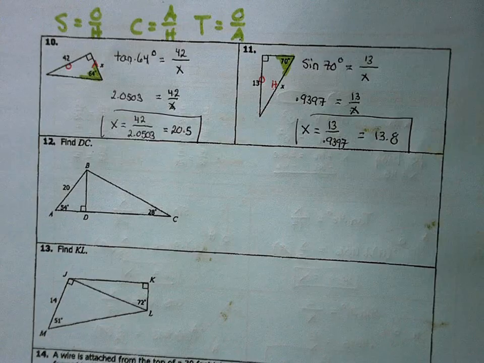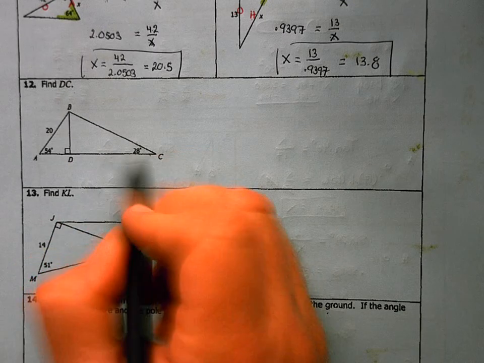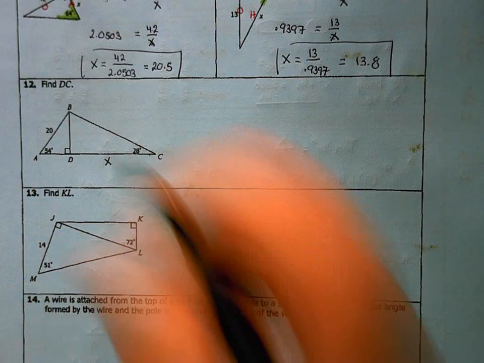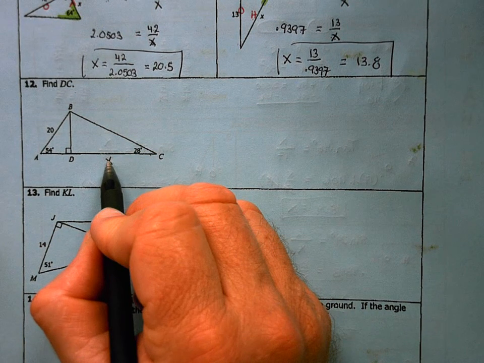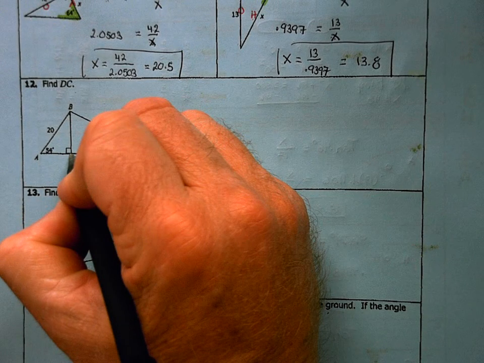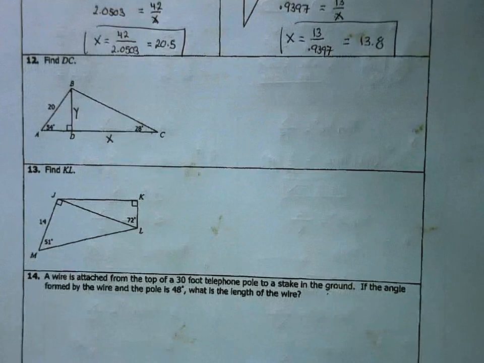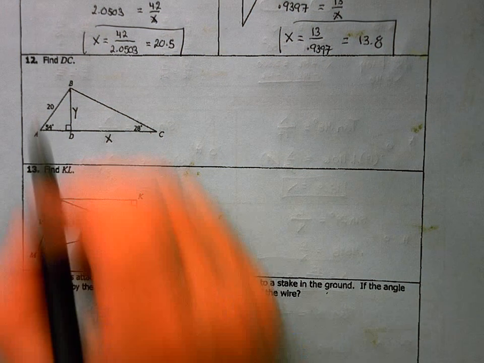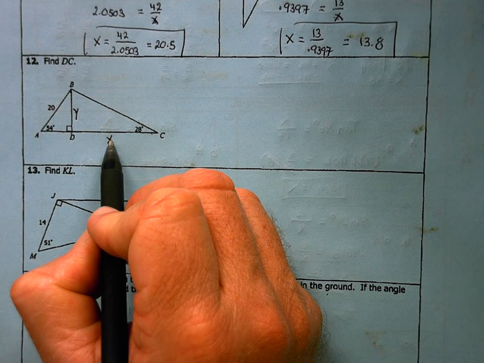Okay, number 12. Now number 12, we're finding DC. So here is DC. So I'm going to put an X right there. Okay, but now here's the trick in number 12. Before I can find X, I have to find this value right here, B to D. So I'm going to put a Y here, and what we have to do in number 12 is we first have to find Y, and then once we find Y, that will allow us to solve for X.